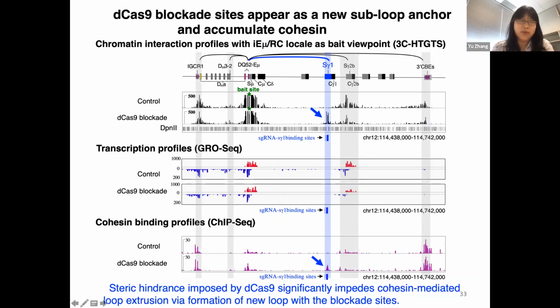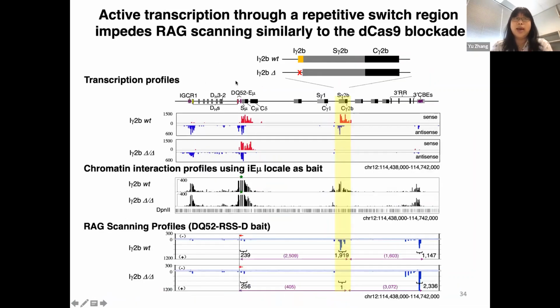And we further show that this is not specific to the Cas9 blockade, as active transcription at the S-gamma-2b region can similarly impede RAG scanning. So in the wild-type strain, as you can see, strong transcription activity is across this region, which corresponds to strong interaction peaks and also strong RAG activity.